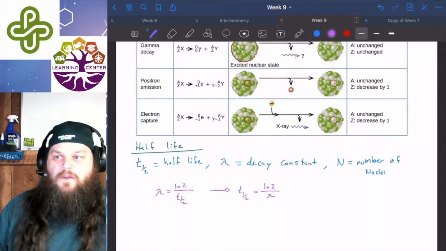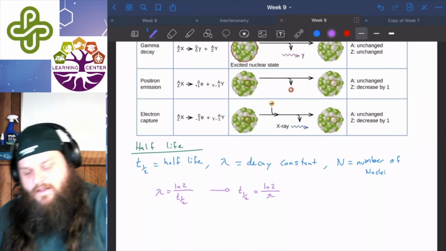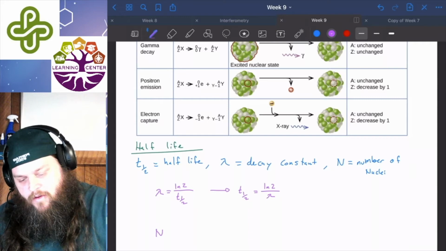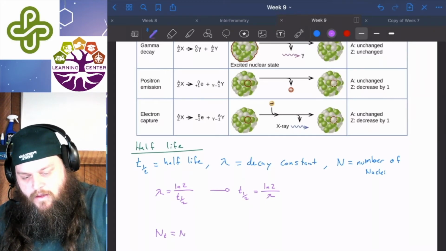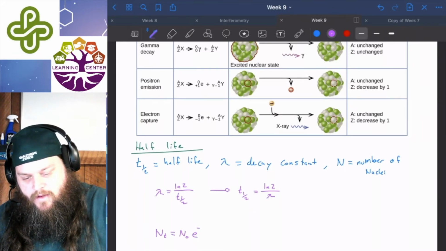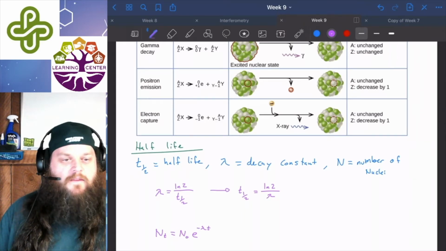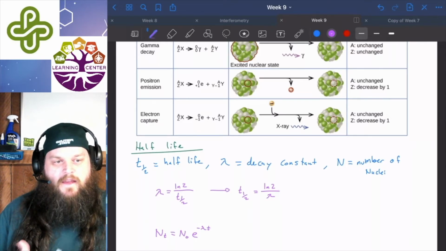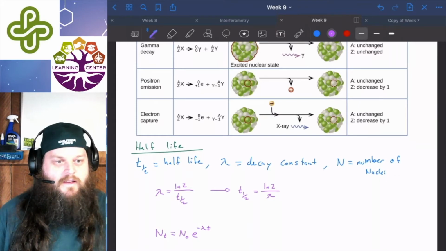And since we know that that decay is going to be an exponential decay, we can say that the number of particles left at any time t is equal to the initial number of particles times e to the power of negative lambda t, where lambda is that decay constant, t is the time that's passed. And t could be in any units of time. It could be days, weeks, seconds.